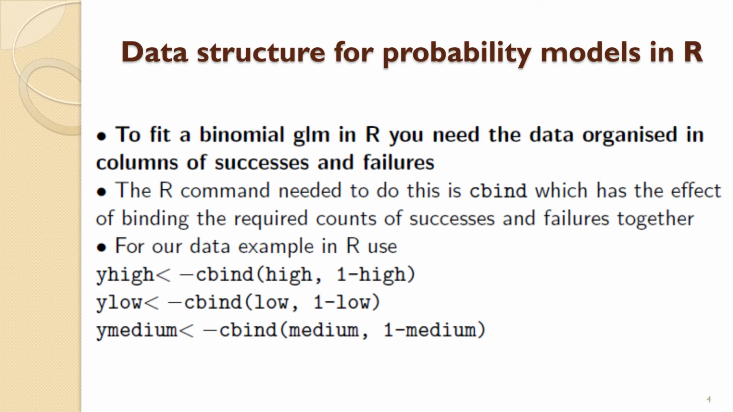And the way that you do this would be, so for instance, the first case, y high goes to cbind of the high and 1 minus high. This would give you the columns of successes and failures. And then for the low values from the survey, cbind low and 1 minus low would again give you this binding together of the columns of successes and failures. And it works exactly the same way for the third category, cbind medium 1 minus medium, again gives you this binding together of the columns of successes and failures.